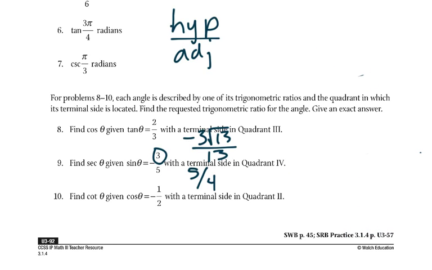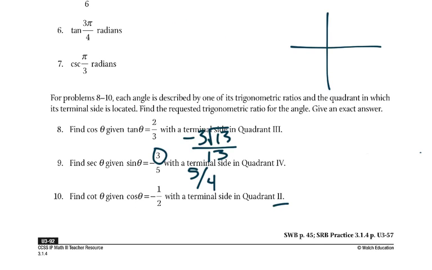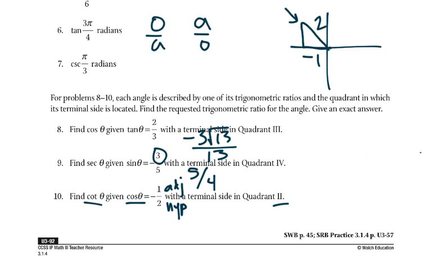Okay. Now number 10, once in quadrant 2, so this quadrant right here, okay, gives us the cosine is -1/2. Cosine is the adjacent over the hypotenuse. So we draw our triangle here. The adjacent would be -1. Hypotenuse would be 2. Now cotangent is the opposite of tangent. Tangent is opposite over adjacent. So this is adjacent over opposite is cotangent. So the adjacent would be -1. The opposite is what we've got to figure out.